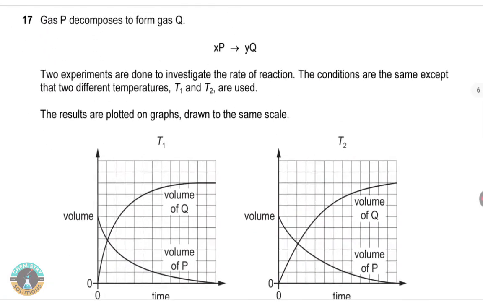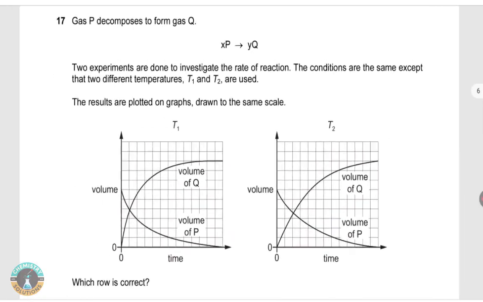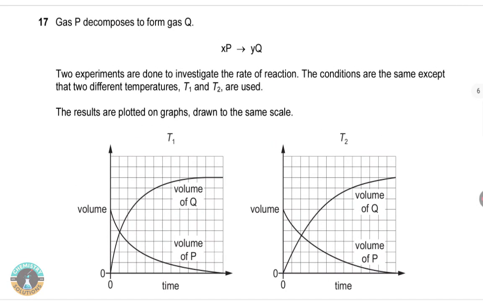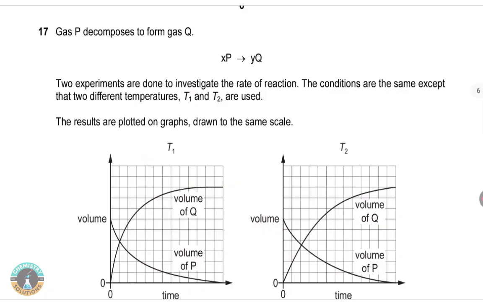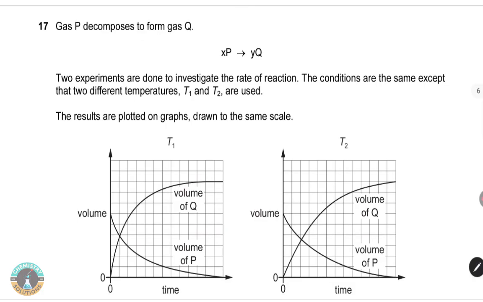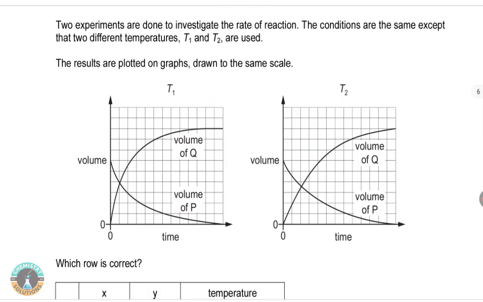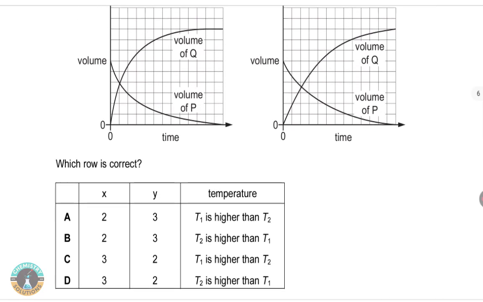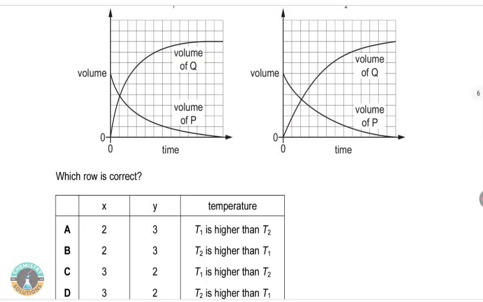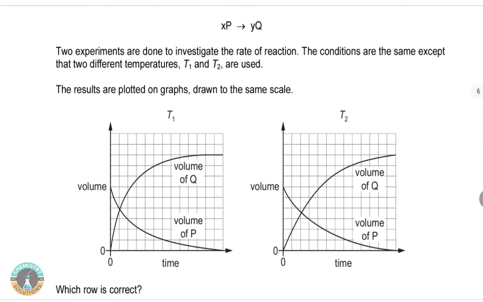This one is a little tricky question. You all must know how to attempt it. Gas P decomposes to form gas Q. Okay, there are two gases, P and Q. Two experiments are done to investigate the rate of reaction. The conditions are the same except that two different temperatures, T1 and T2, are used. The results are plotted on a graph. Which row is correct? First of all, we must know the X P or Y Q.